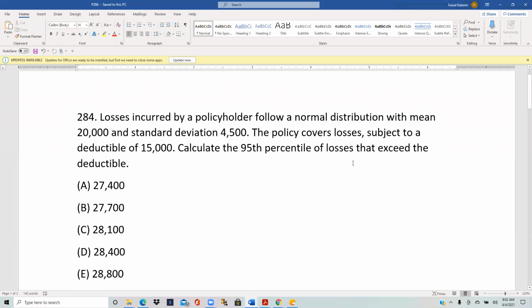Losses by a policyholder are normal with mean 20,000, standard deviation 4,500. The policy covers losses subject to a deductible of 15,000. Calculate the 95th percentile of losses that exceed the deductible.